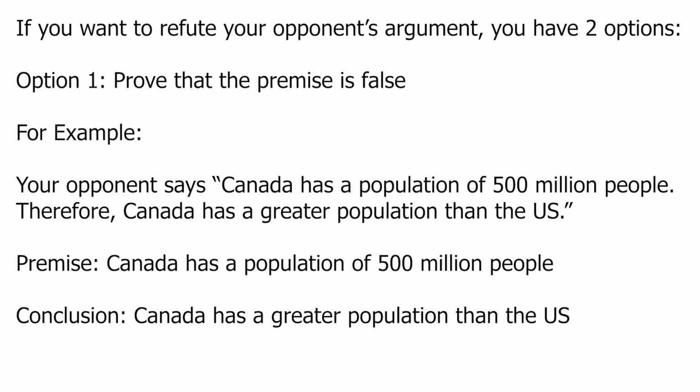Now, if you want to refute your opponent's argument, you have two options. Option one, prove that the premise is false. For example, let's say your opponent says, Canada has a population of 500 million people. Therefore, Canada has a greater population than the US. So here the premise is, Canada has a population of 500 million people. The conclusion is, Canada has a greater population than the US.